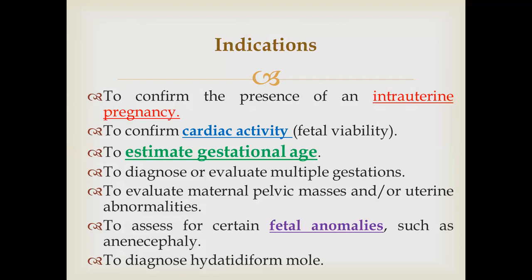First trimester ultrasonography is known for the dating of pregnancy; the ideal time for dating is during the first trimester, with a high degree of accuracy. Also, to diagnose and evaluate multiple pregnancy, to evaluate maternal pelvic mass or uterine abnormality, to assess certain fetal anomalies such as anencephaly, and to diagnose molar pregnancy.